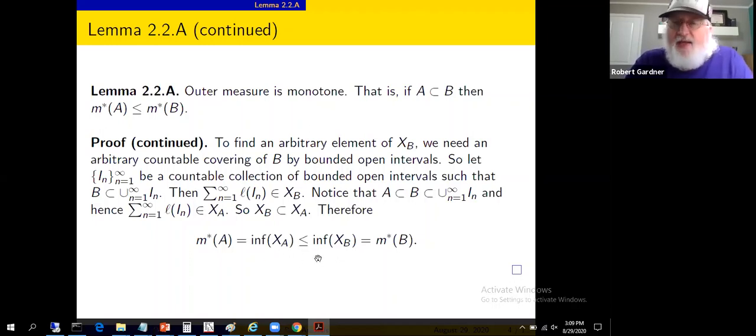But a property of infimum as applied to one set being a subset of another. And the inf of A, that is the outer measure of A, the inf of B, that is the outer measure of B, and there's our conclusion. Outer measure of A is less than or equal to outer measure of B.